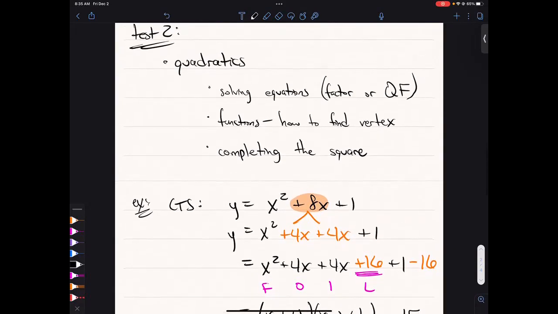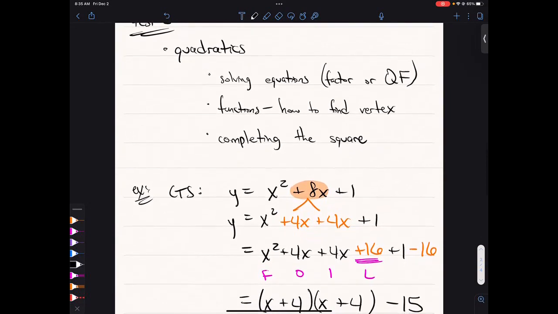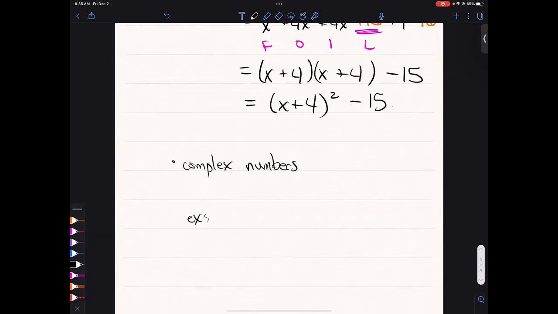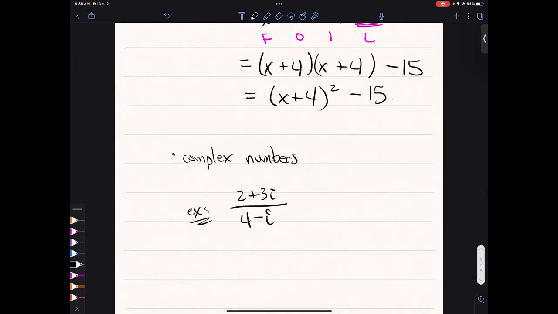So test 2, again, we focused a lot on quadratics. Make sure that you can solve a quadratic, make sure you can deal with quadratic functions, completing the square. Other stuff that was on test 2, complex numbers. So how do you handle simplifying something like that? 2 plus 3i over 4 minus i. Do it. Multiply. Multiply by what?